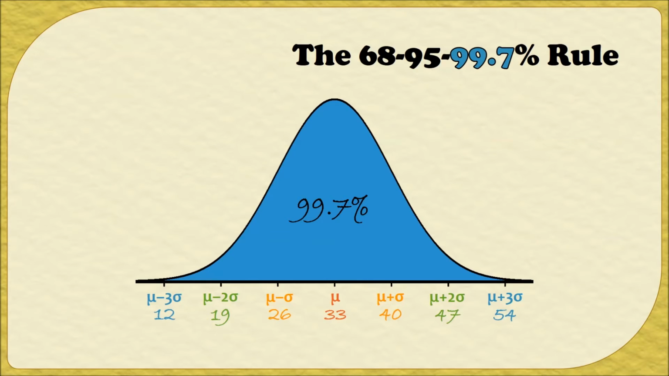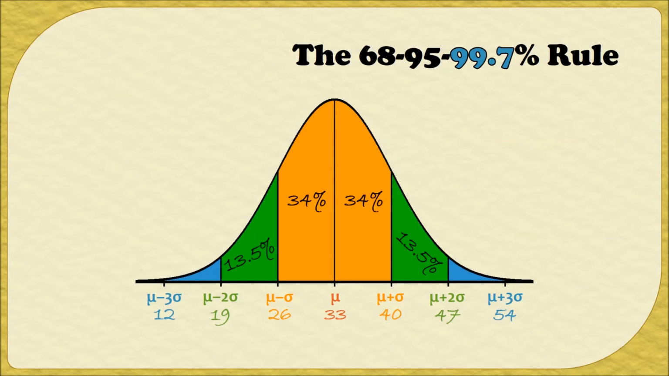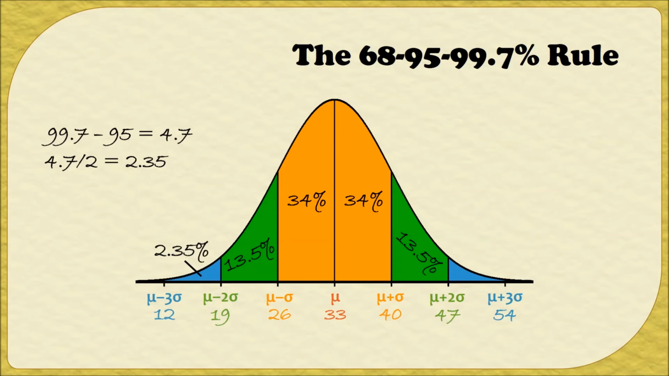As we did before, we can split up the different segments of the normal curve. So here are the 34 and the 13.5 pieces we found before. To compute the amount in the blue regions, we can take that 99.7 and subtract the 95% to get 4.7%. So the little blue pieces on the screen are a total of 4.7% of the curve. If I cut that in half, that tells me that each blue piece is 2.35%. So each of the blue pieces represents 2.35% of the data set.